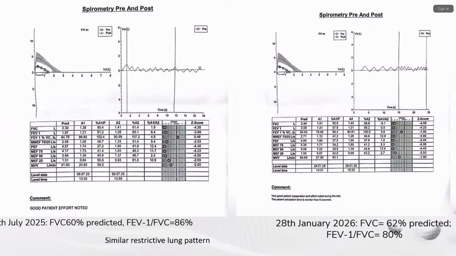the total lung capacity. On the right, from January 2026, which was actually 2 days back, her FVC was around 62% predicted, and her FEV1 to FVC ratio was around 80%. So evidently, there was no deterioration since the decannulation was done, and she remained stable.